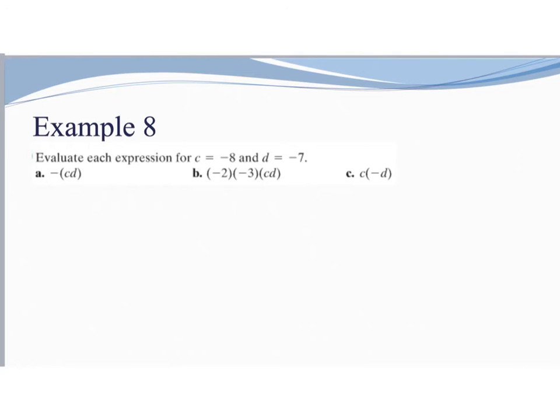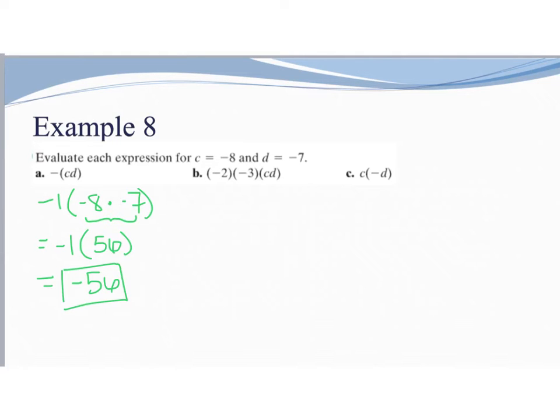For example 8, in part A, I have a negative 1 on the outside, and I'm going to multiply that by C, which is a negative 8, times my D value, which is a negative 7. So inside of my parentheses, I end up with a positive product because a negative times a negative is a positive. So this is going to give me a negative 1 times 8 times 7 is 56. And negative 1 times 56 is a negative 56. So this is my final answer.